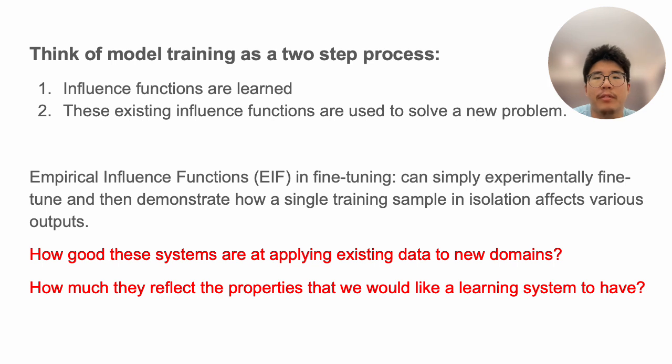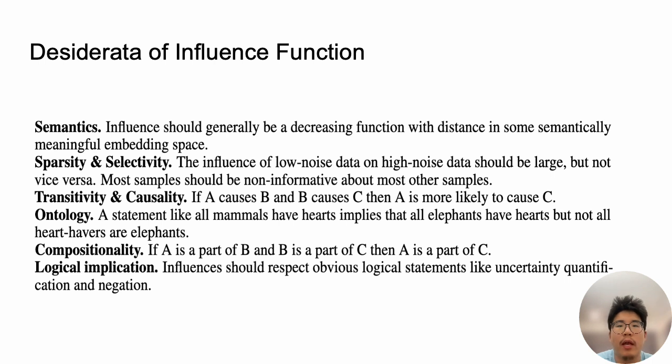However, it remains unclear, during the procedure of fine-tuning, how good these systems are at applying existing data to new domains and how much they reflect the properties that we would like a learning system to have. Ideally, the authors highlight that for the NLP model, a good influence function learned by models through fine-tuning should have these properties. Next, I will explain how they test these properties to understand what the model can learn from fine-tuning. And I recommend that the audience pause here to see each of the details of these properties.